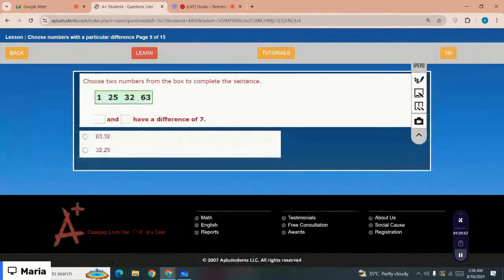Choose two numbers from the box to complete the sentence. Dash and dash have a difference of 7. So which is the correct option?